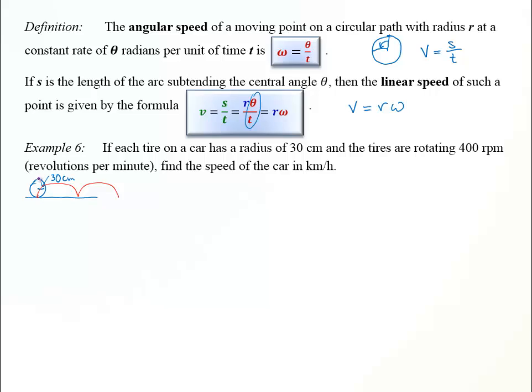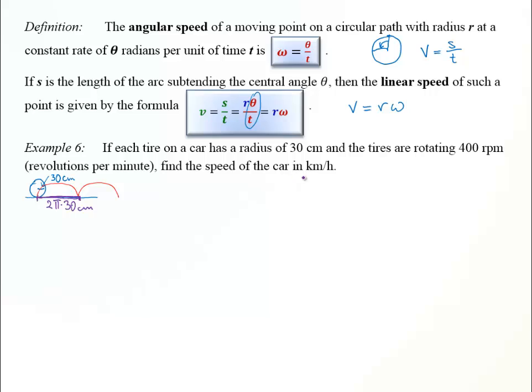This circumference will actually be straightened up on the road. So if we mark this point on the tire with some sort of chalk, this point will leave marks every 2 pi r, every circumference. So this distance is really 2 pi r, and r is 30 centimeters, so this distance is in centimeters.